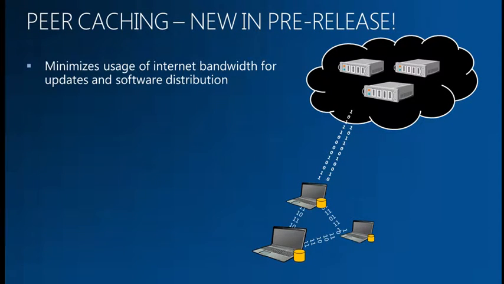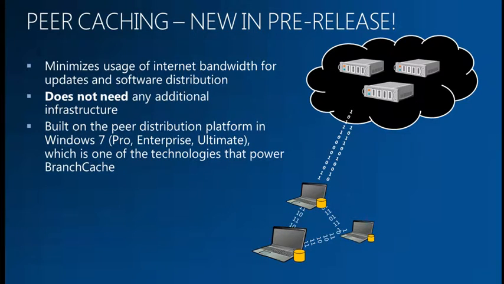Just go through the details. We already saw it in the demo. This peer caching functionality is new in the Spring pre-release, and it minimizes the use of internet-based distribution for all your updates and software distribution binaries. I want to re-emphasize that there is no additional infrastructure required.